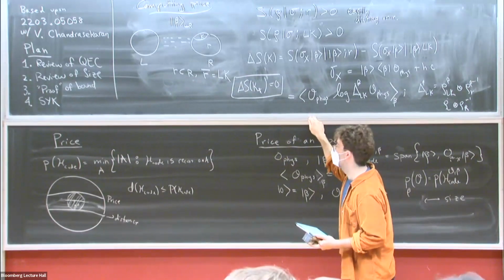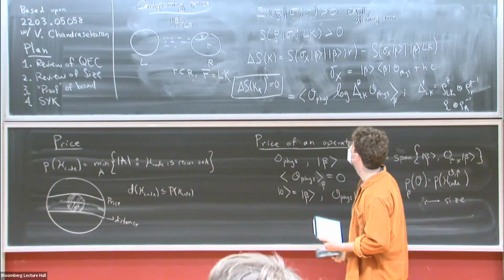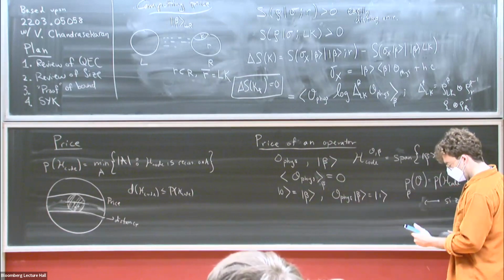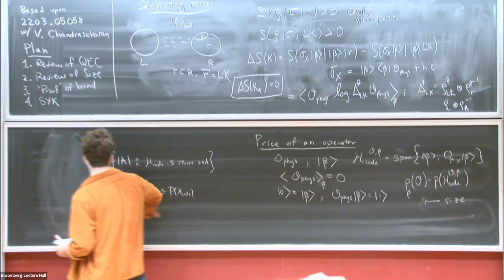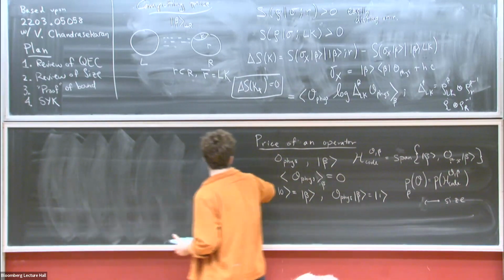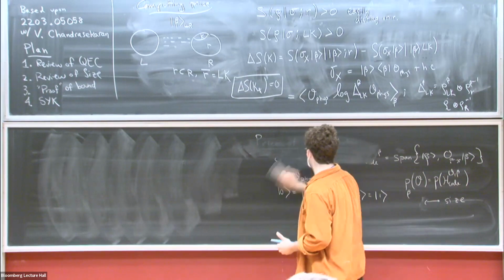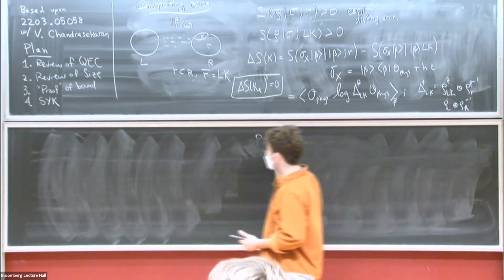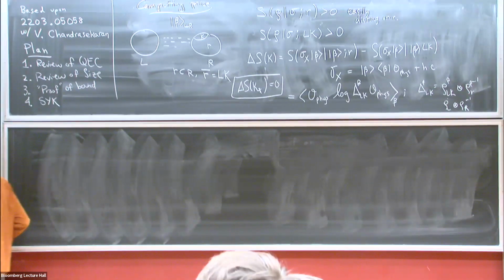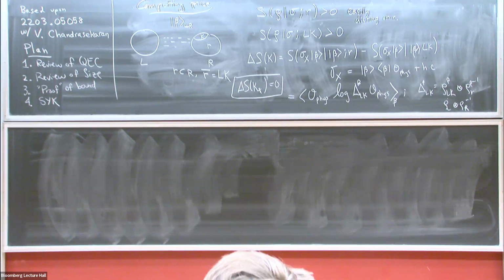Okay, so that's the price. Now let me explain the operator size. I'm actually confused. You want delta S to be a difference of two relative entropies? Yep. For the states beta and sigma x beta. Yep. Okay.